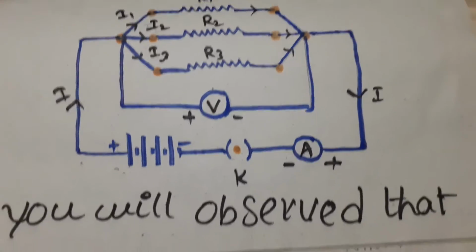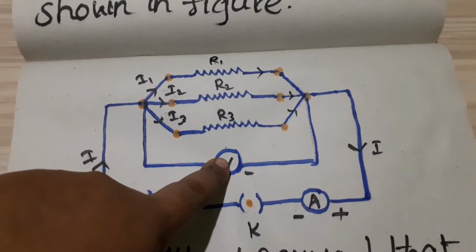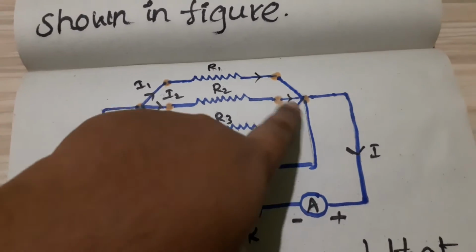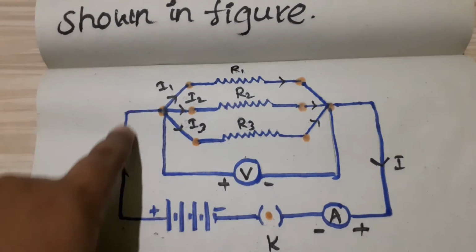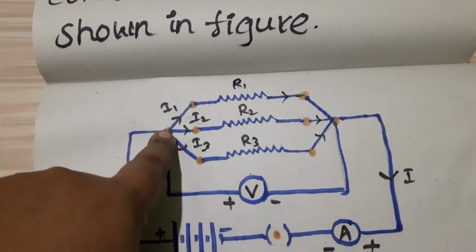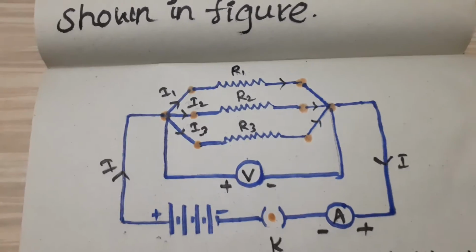In this circuit, I am going to measure the potential difference. The potential difference will give an equal value. When we connect anywhere at the junction, the potential difference is the same, but the current can change. So I can be divided at this junction into I1, I2, I3.